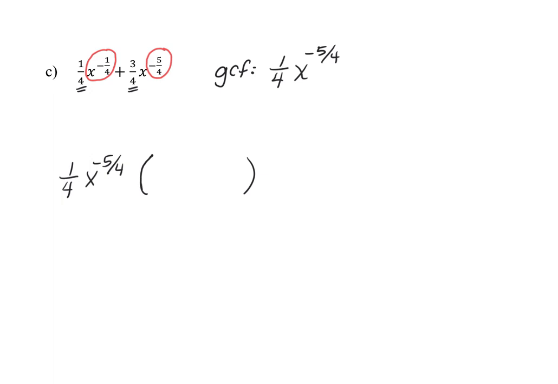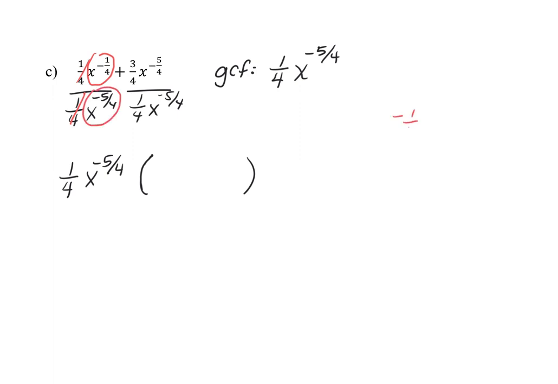Let me erase up here and show that division once more. So we're dividing each of these terms by 1/4 x to the negative 5/4. Then we'll simplify. So 1/4 divides into 1/4. Those divide out and equal 1. We have x to the negative 1/4 divided by x to the negative 5/4.